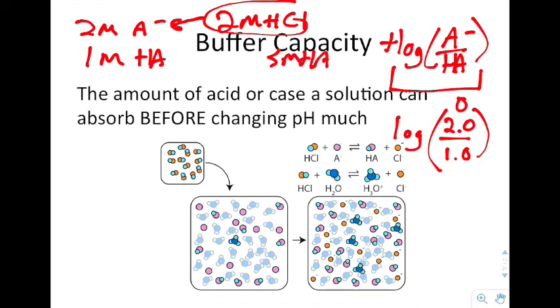My buffering capacity isn't quite as large for a base, and the reason why is I have 1 molar HA. So that means I only have 1 mole of NaOH able to react. Okay?